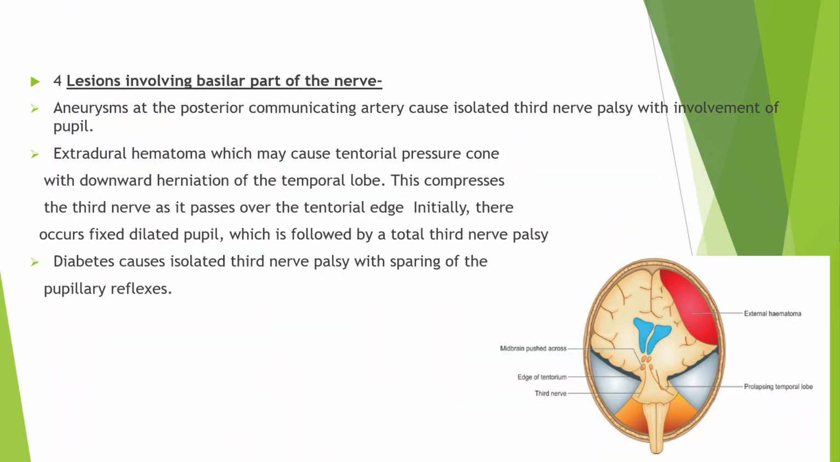Now the lesions involving the basilar part of the nerve. Aneurysms of the posterior communicating artery cause isolated third nerve palsy with involvement of the pupil because it is a surgical cause, so it will involve the pupil. Now, the extradural hematoma may cause tentorial pressure cone with downward herniation of the temporal lobe. This compresses the third nerve as it passes over the tentorial edge. Initially, there occurs a fixed dilated pupil, which is followed by a total third nerve palsy. Diabetes causes isolated third nerve palsy with sparing of the pupillary reflexes.